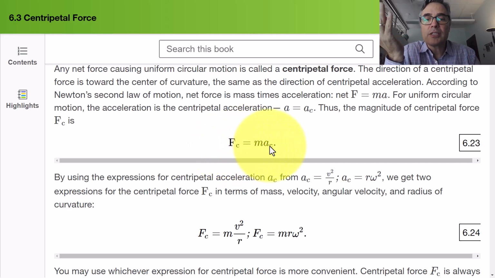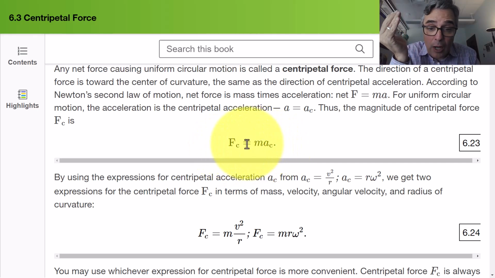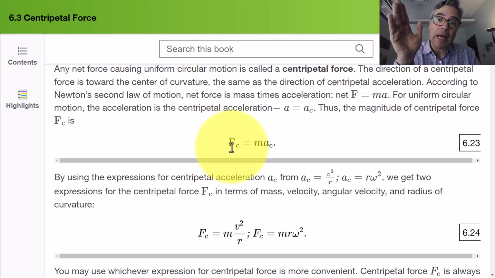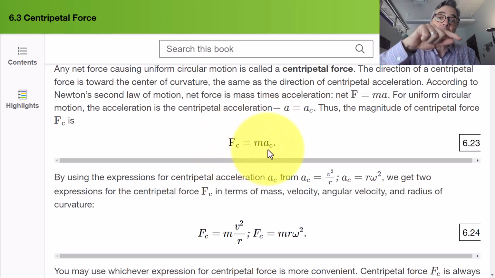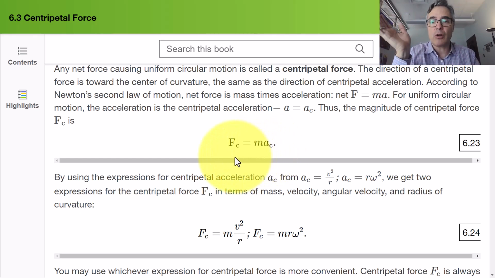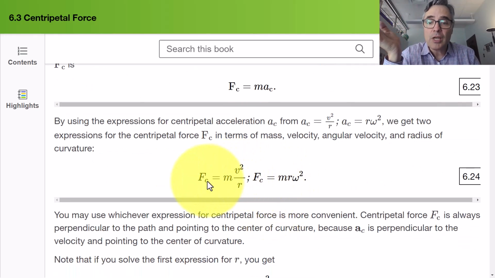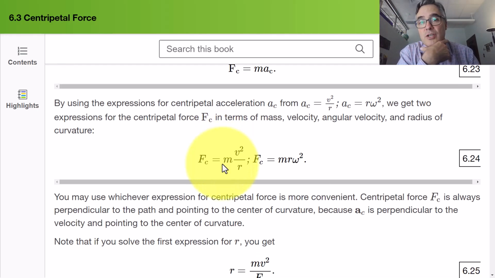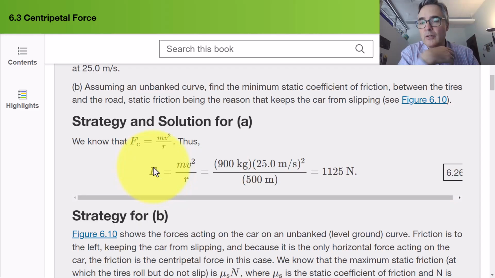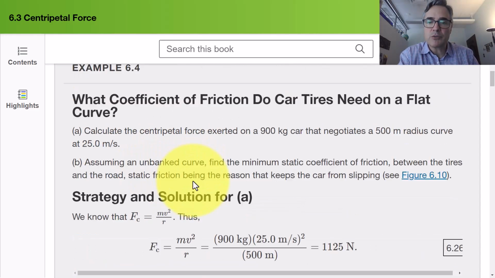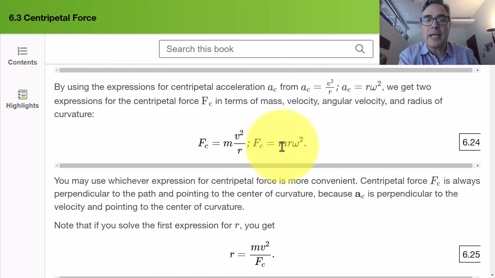This is really just a statement of Newton's second law, which is F net equals mass times acceleration. The acceleration in the case of uniform circular motion is v squared over r, and so the net force on an object traveling at a constant speed in a circular path is just m times v squared over r. It looks like this: Fc equals m times v squared over r. Another way of putting it is m times r times omega squared, where omega is equal to v divided by r. It's the angular velocity we talked about earlier.